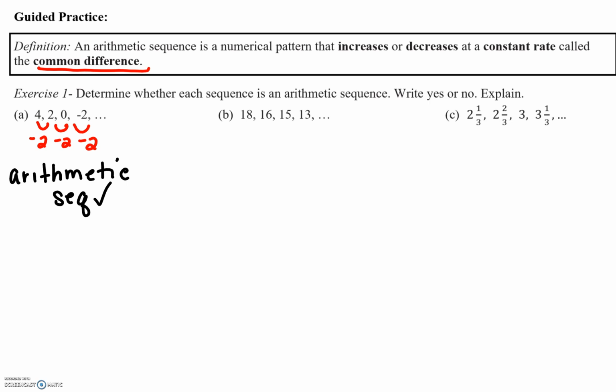The next one, 18 to 16, we went down by 2, 16 to 15, down by 1, 15 to 13, down by 2. Because that negative 1 is not a negative 2, because I don't have a constant decrease at a constant rate, this is not arithmetic.